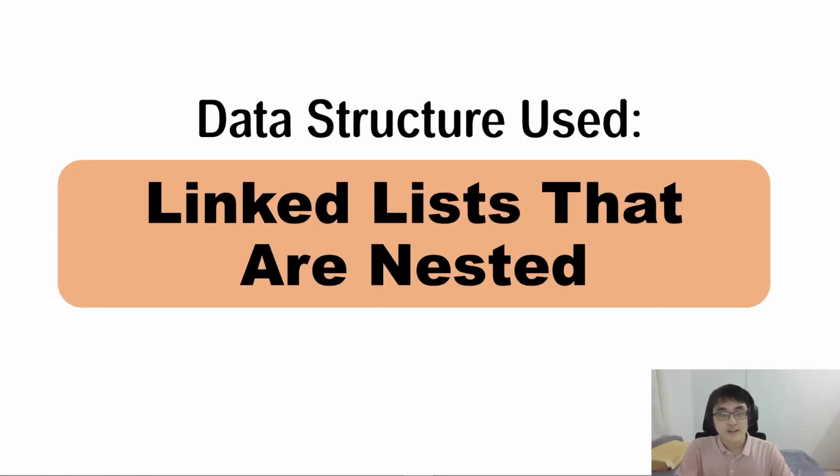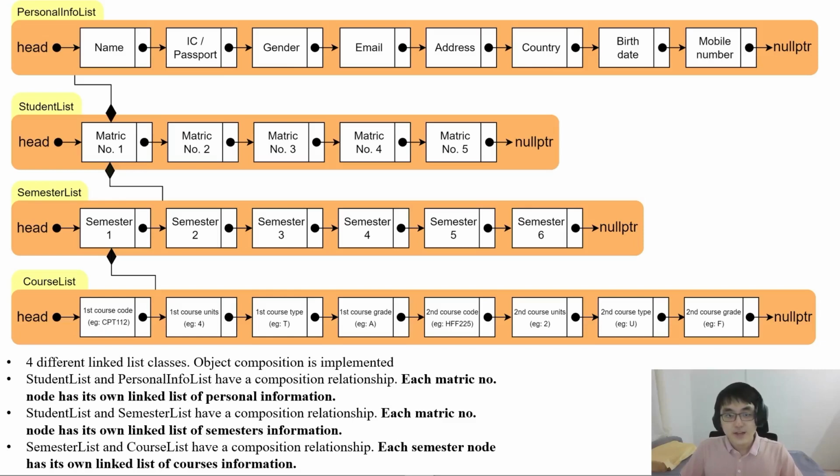Now, I'm going to explain about our data structure. We use normal linked lists, but the linked lists are nested. Here, you can see 4 different linked list classes. In our program, object composition is implemented, where student list and personal info list have composition relationship. In this case, each metric number node has its own linked list of personal information.